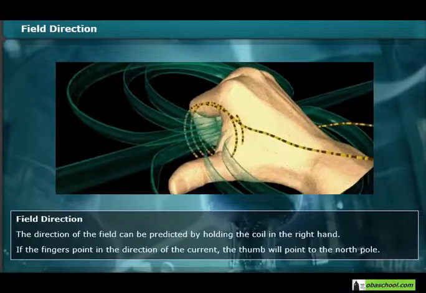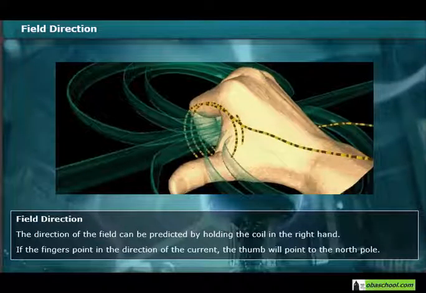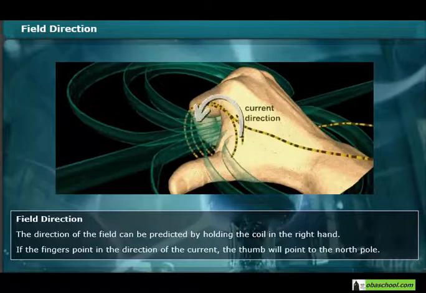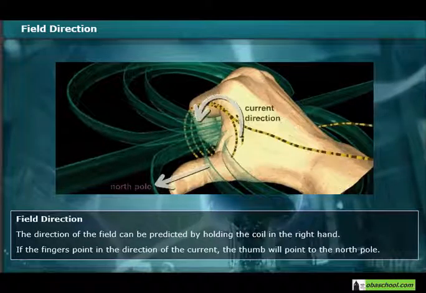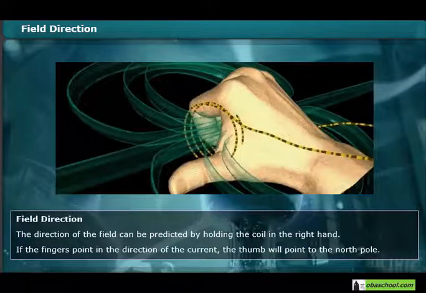The direction of the field can be predicted by holding the coil in the right hand. If the fingers point in the direction of the current, the thumb will point to the north pole.